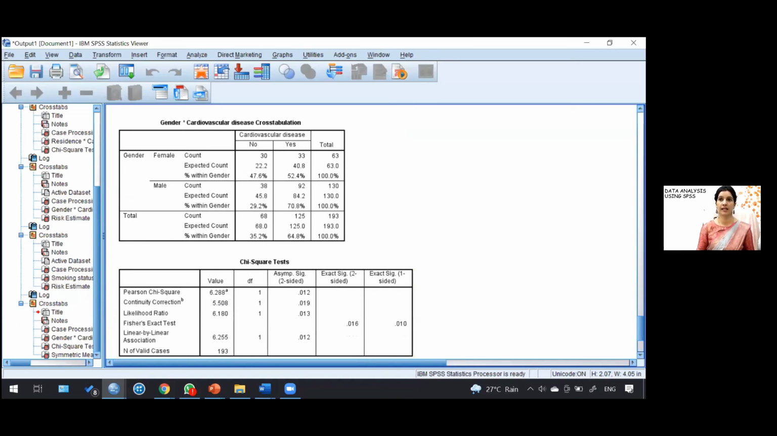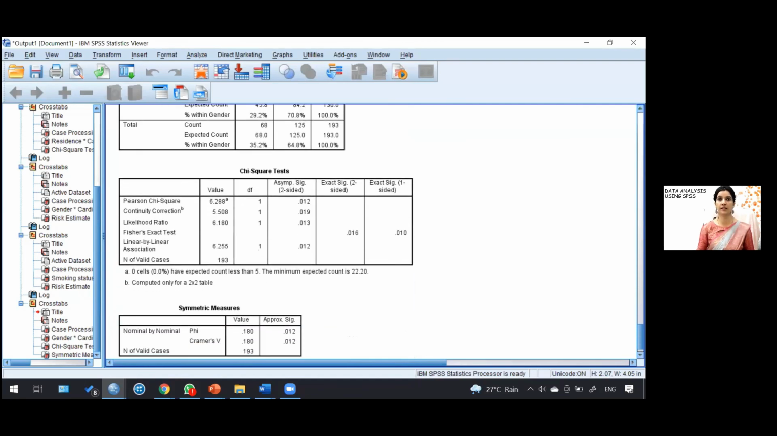So again, in the chi-square, you can see in the footnote of this chi-square test, it tells you about the minimum expected cell count. It writes that 0 cells have expected count less than 5, and the minimum expected count is 22.0. Okay, so here all the cells are above 5.